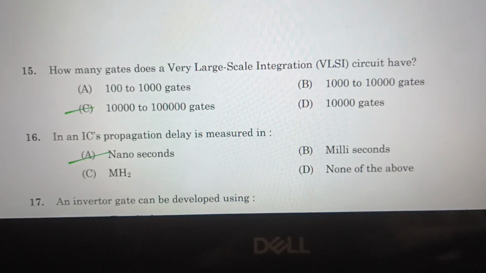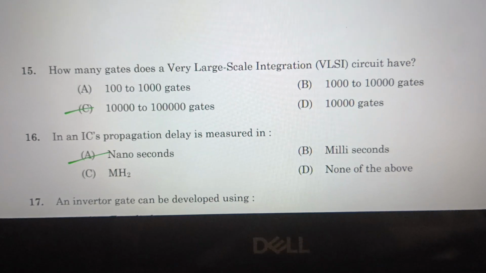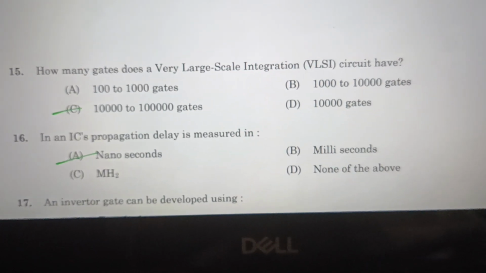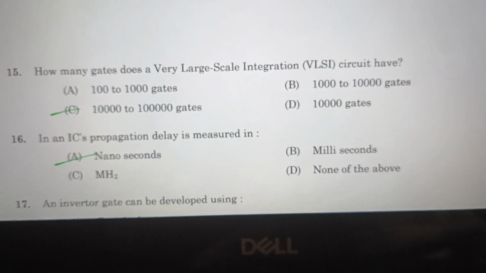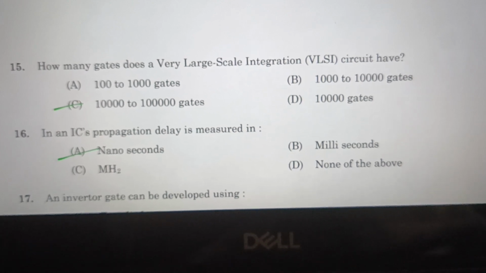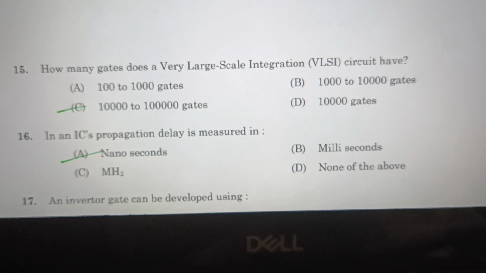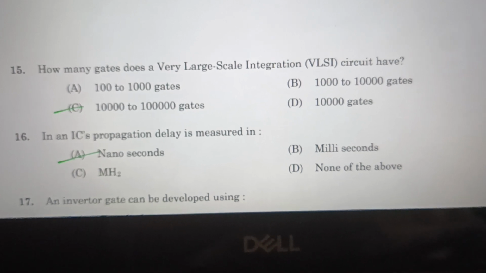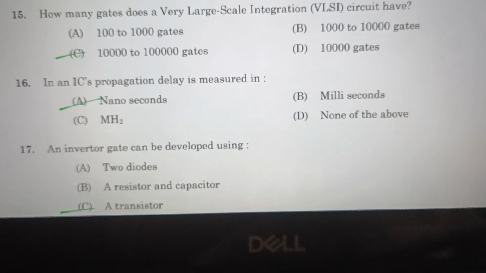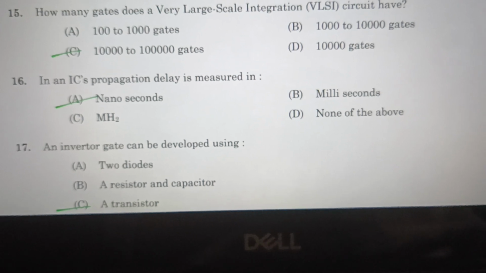How many gates does a very large scale integration circuit have? 10,000 to 1 lakh gates, option C ആണ് വരുന്നത്. In an IC, propagation delay is measured in nanosecond.